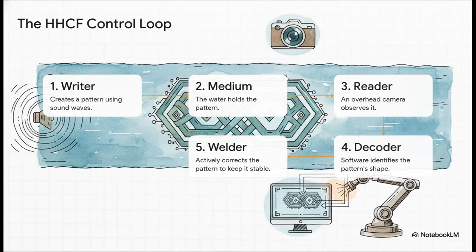So the solution they propose is this really elegant 5-step control loop. It's a cycle that's always running. First, a writer, maybe using sound waves, creates a pattern in the water. Then a reader, like an overhead camera, watches it. A decoder, that's the software, identifies the pattern and checks if it's starting to fall apart. And then, this is the magic trick, the welder actively pushes the water to correct the pattern and keep it stable. And this loop just runs over and over, constantly fighting back against that natural chaos.